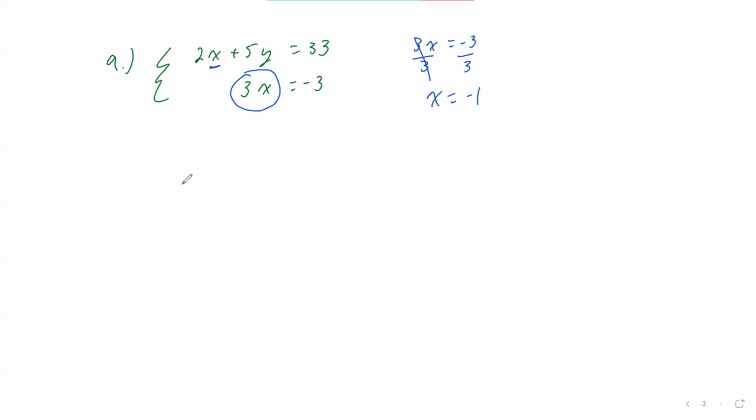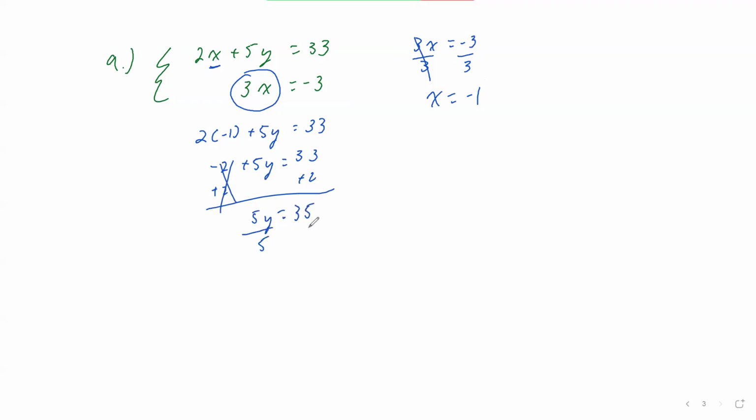I'll take that value, and now I'll plug it in. So this becomes 2 times negative 1 plus 5y equals 33. It gives me negative 2 plus 5y equals 33. I'll add my 2. And that gives me 35. Divide by 5. And that would give me 7. So my ultimate answer is negative 1, comma 7. All right, let's talk about elimination now. So let's look at question 16.